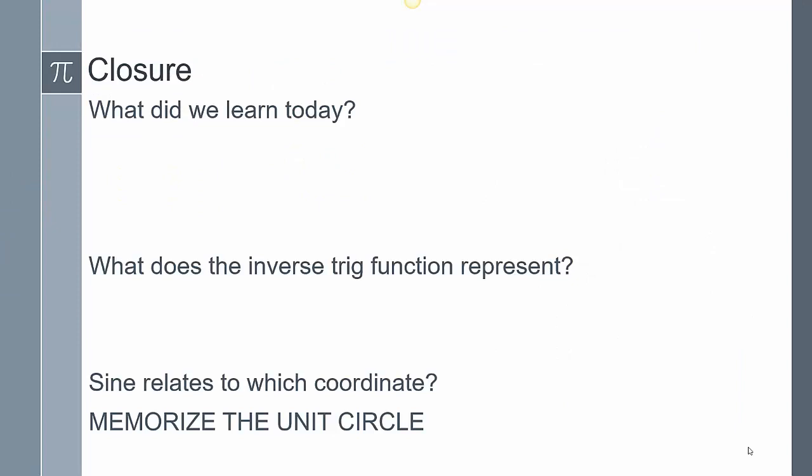To close today's lesson, what did we learn today? Well, once again, we examined the unit circle, but this time we kind of thought backwards. What we engaged was, how do I find the angles given a ratio? So we were looking at what are the measurements of rotation if I have the particular trig ratio.